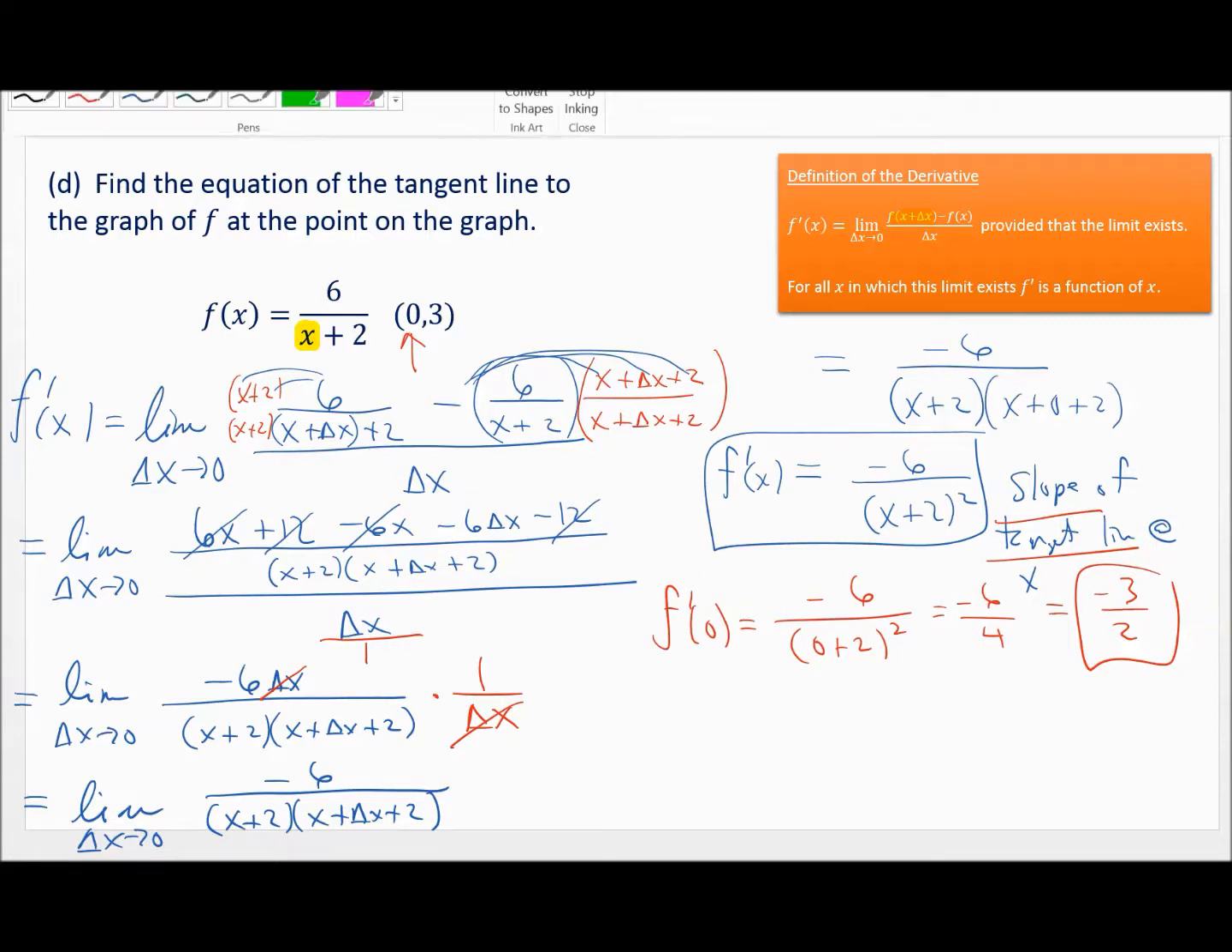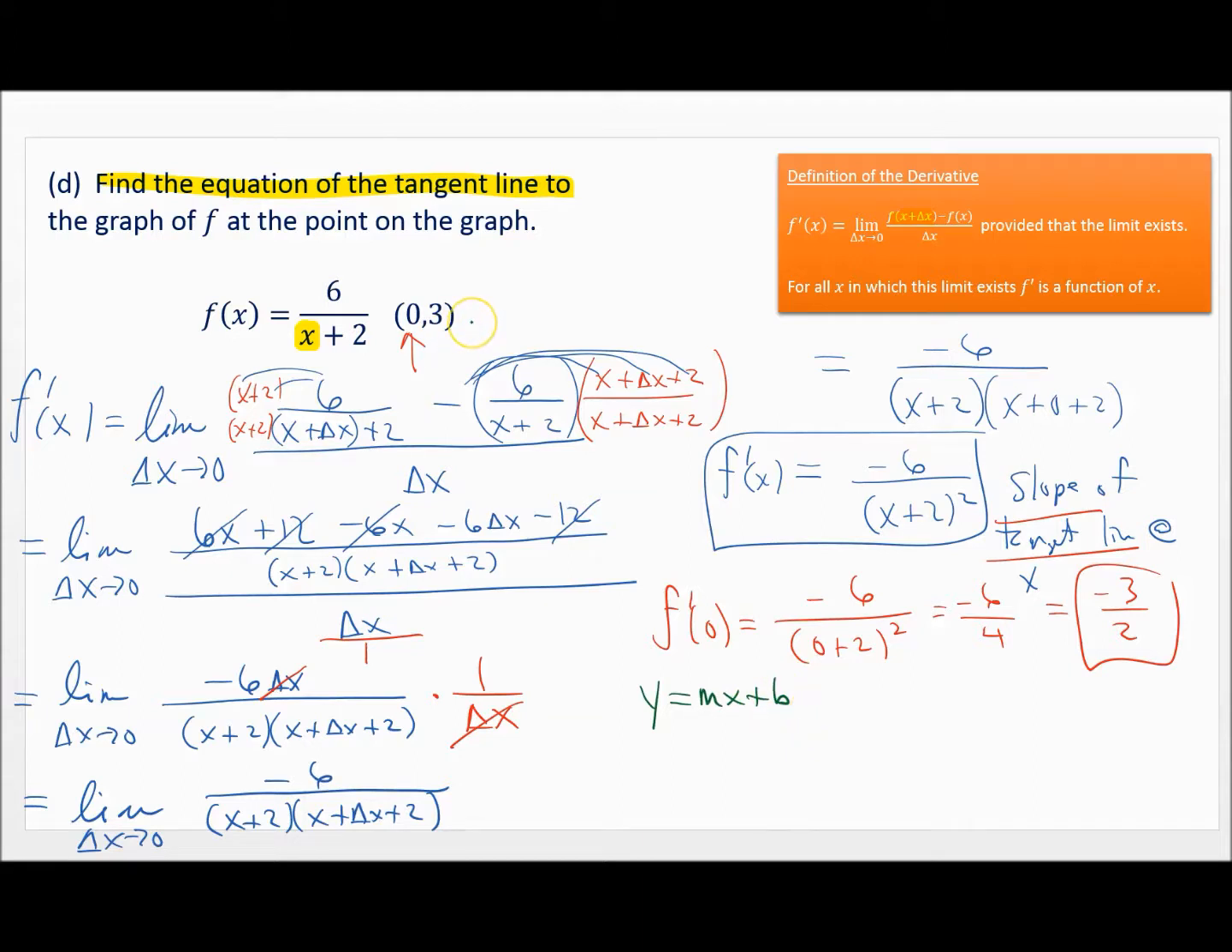Now, finally, what did it ask for? It asked for the equation of the tangent line, right? So now I have the slope of the tangent line. That's my m value. Remember, to find the equation of a tangent line, this is almost like step 3. I need y equals mx plus b. I've got the m, that's the -3/2. I don't have the b. How do I find it?